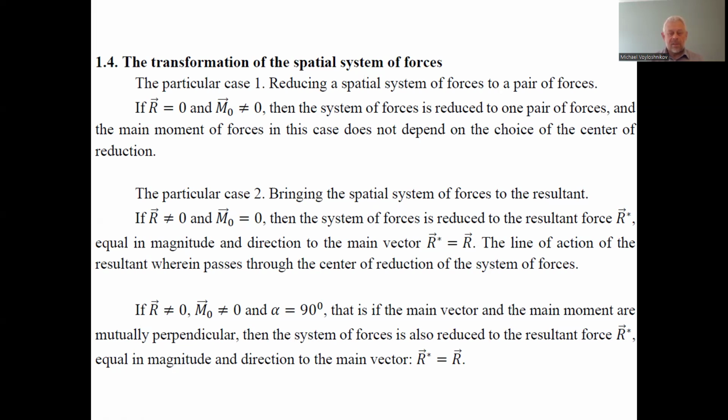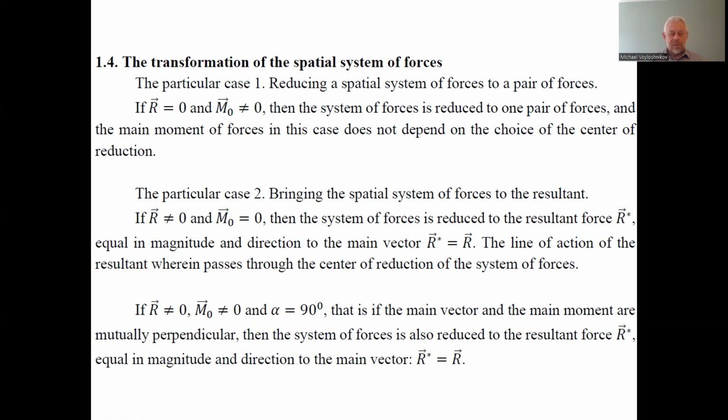If the resultant equals 0 and the moment is not equal to 0, then the system of forces is reduced to one pair of forces. The main moment of forces in this case does not depend on the choice of the center of reduction. So moment is a free vector. We can move the point of application of the moment to any point. Usually the force is a sliding vector, so we can slide the force along the line of action.